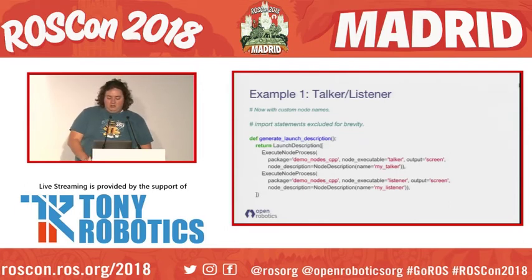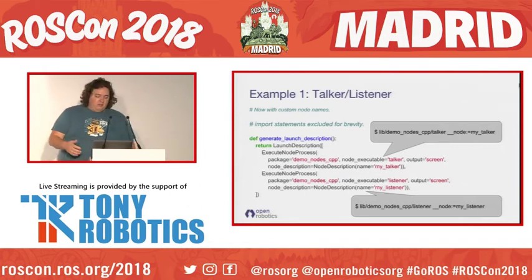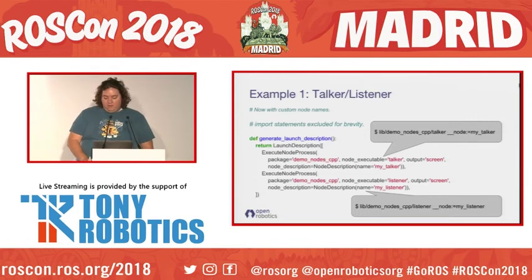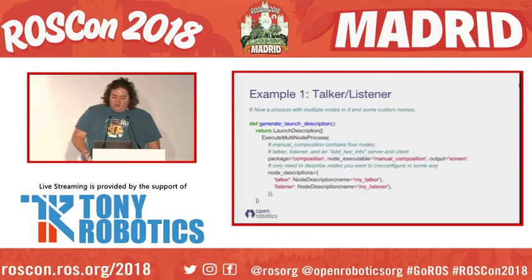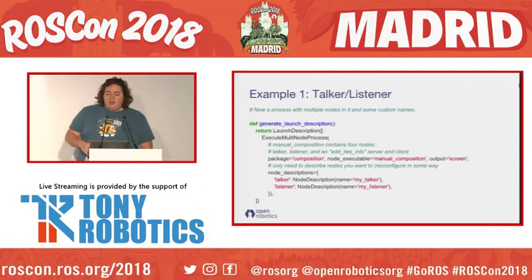So I'm going to change the name to my talker and my listener, and what that ends up doing is it runs those programs again, but this time it passes arguments to them to affect the node name for the nodes within them. So then you might ask yourself, what happens when you have more than one node in a process? So here's an example of an executable that has more than one node in it. This particular example that I picked actually has 4 nodes in it, and it also has a talker and a listener in it, but in this case we'll just want to change the name of the talker and the listener.